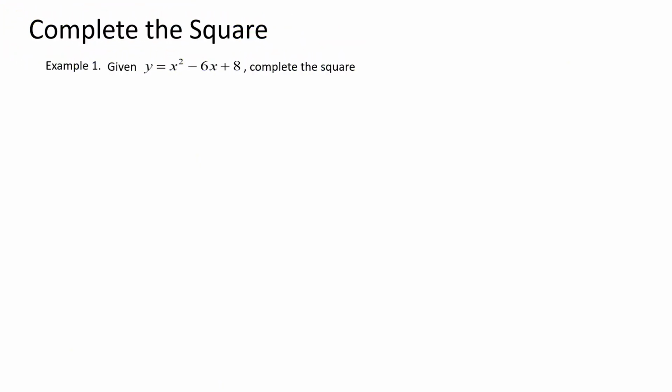So let's look at our first example. Given y equals x squared minus 6x plus 8, I want you to complete the square for that term. In other words, convert that into vertex form. First thing we're going to do is calculate a term called b over 2. We are given a standard form, y equals ax squared plus bx plus c, so we're trying to calculate b over 2. In our case, b will be negative 6. So it'll be negative 6 over 2, squared.